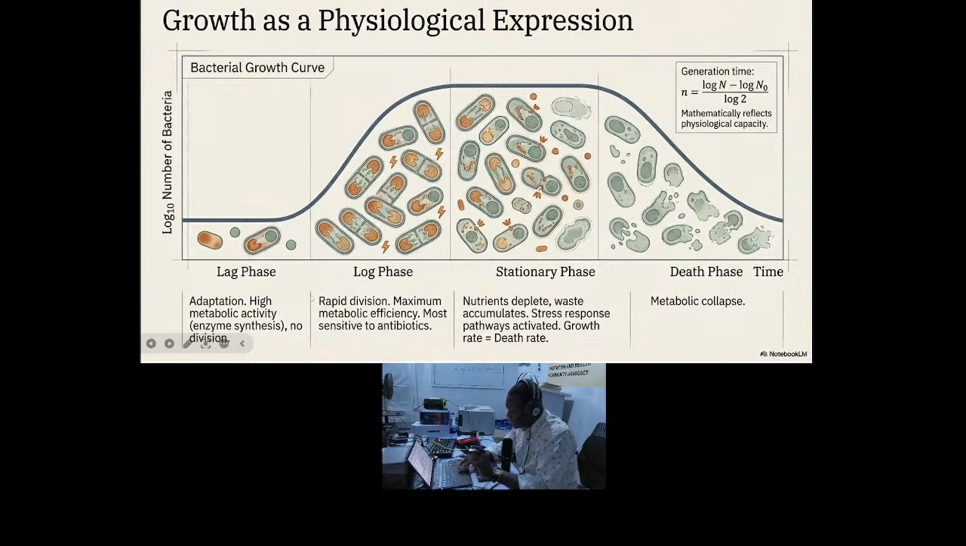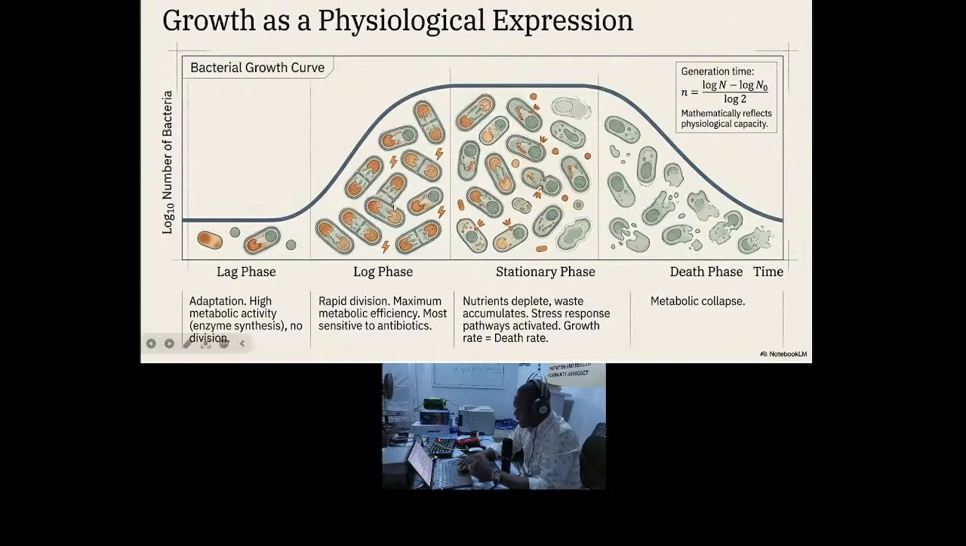Now the next thing is the log phase. This is the level at which there will be maximum metabolic efficiency, an exponential increase in the number, rapid cell division, and they are most sensitive to antibiotics. Because they are at this growth level, antibiotics will definitely have effects on them.